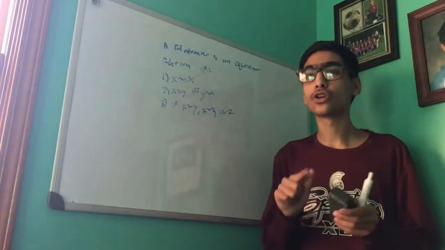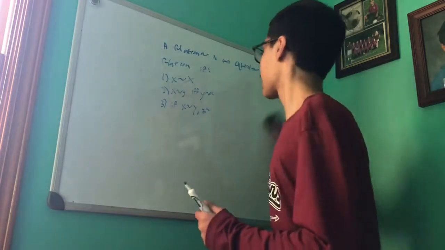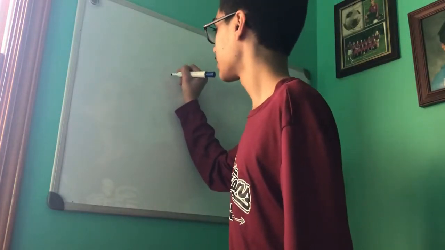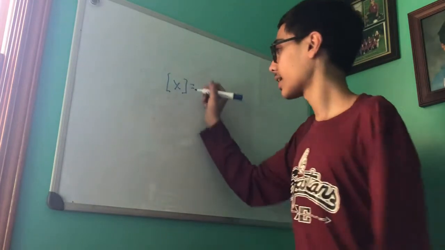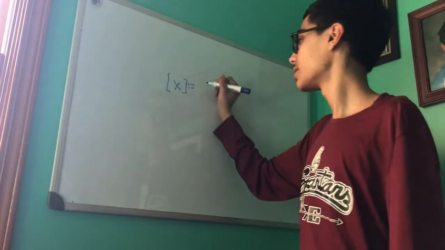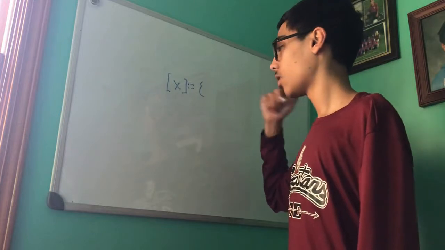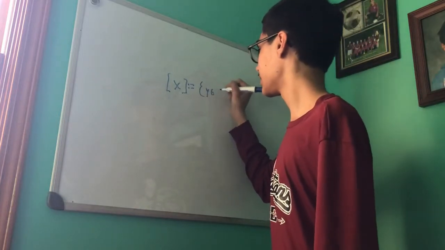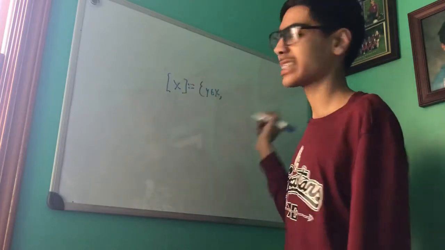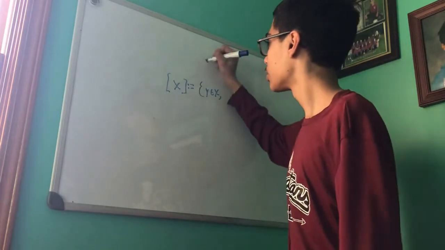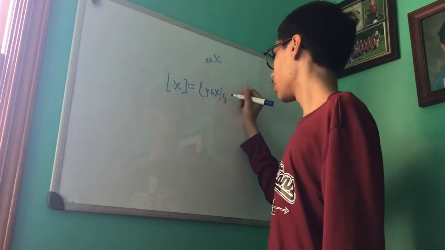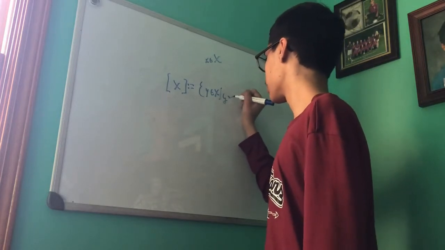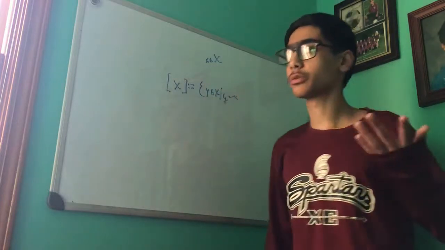Now there's something I want to call an equivalence class. We define an equivalence class to be the set of all y in X such that y is equivalent to x, or x is equivalent to y, because they're equivalent as we saw before.